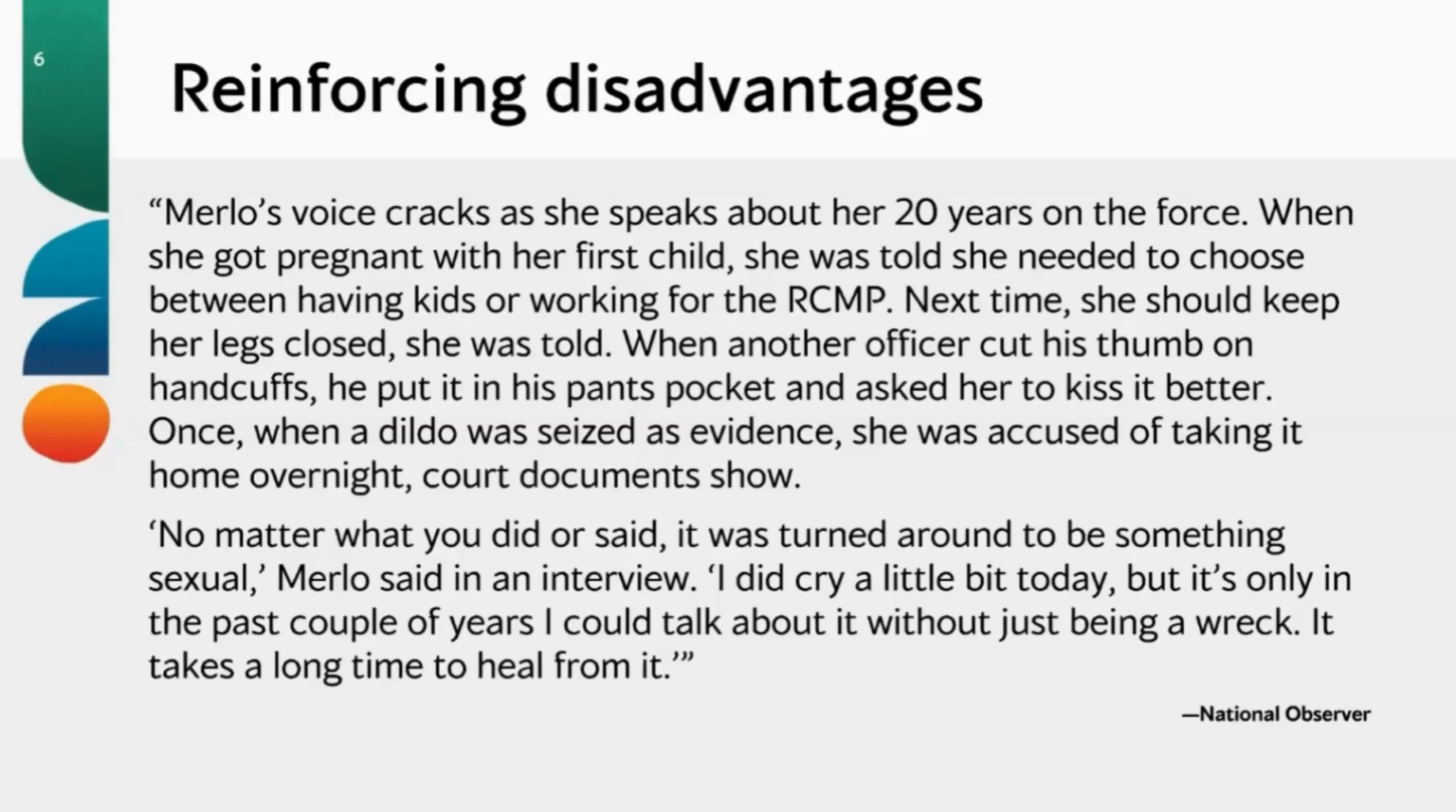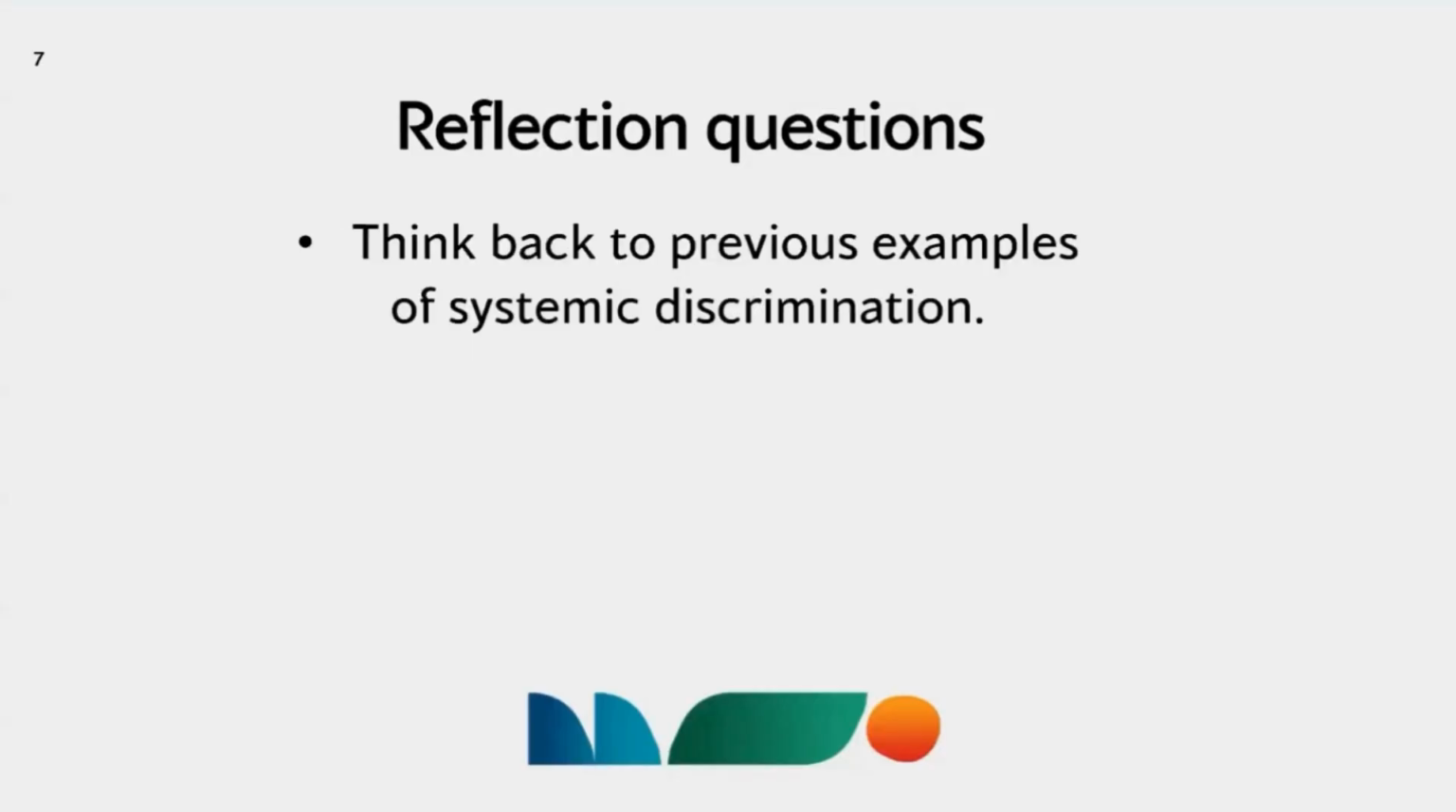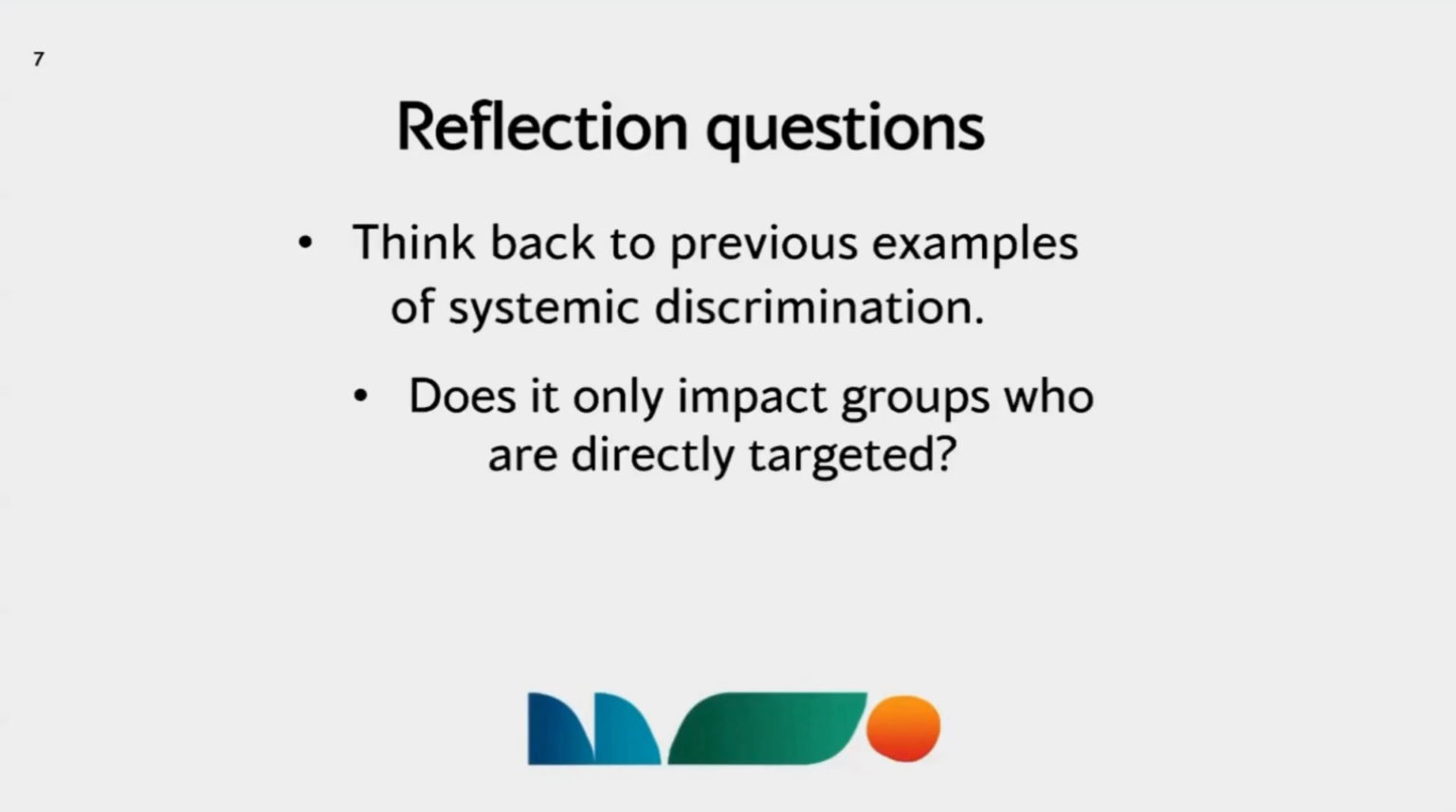Now, this example also illustrates the multiple impacts of creating barriers and causing harm. Think back to the previous examples of systemic discrimination that have been shared, and take a minute to reflect on the following question. Does systemic discrimination impact only the people who are directly targeted?